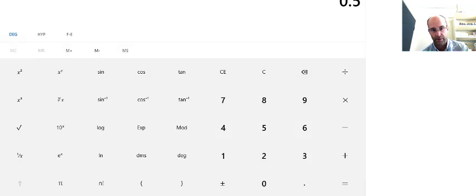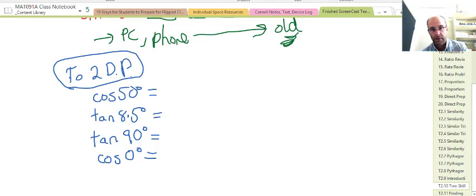Whereas with a PC or a phone, they're pretty poor. So you hit 30 and then you hit the sin if it's a PC or a phone, and then you get a half or 0.5 that way. But it's not a good way of working, so try and use a proper calculator like your green TI-30 or another proper calculator. Let's do some quick questions to practice this skill on the calculator. You may want to have your calculator ready as well.